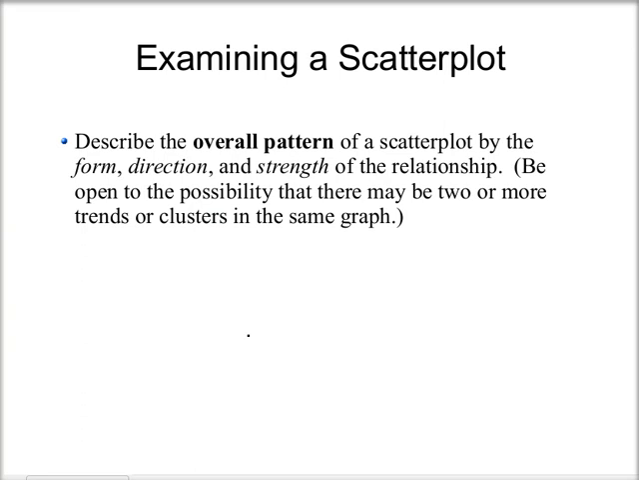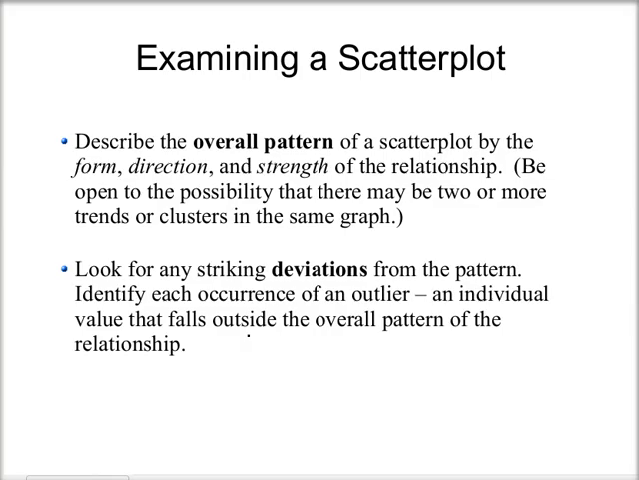So now we know how to draw a scatter plot. Once we have that, we want to be able to describe the pattern that we see in the scatter plot. And we'll use the form, direction, and strength of the relationship to describe it. It could be possible that there are 2 or more trends or clusters in the same graph, so we'll keep that in mind. We also want to look for any striking deviations from the pattern. So these would be outliers that lie far away from where we would expect them to be from the pattern of the other points.